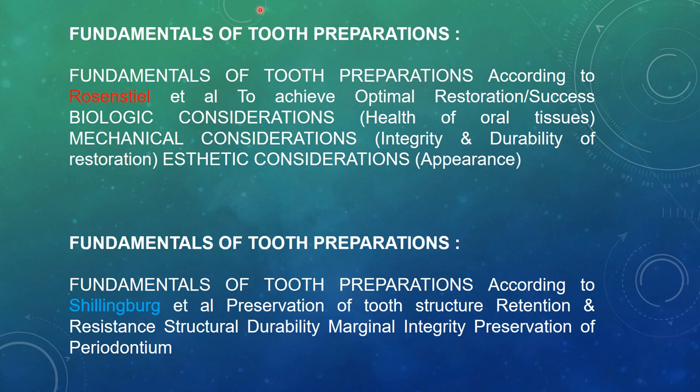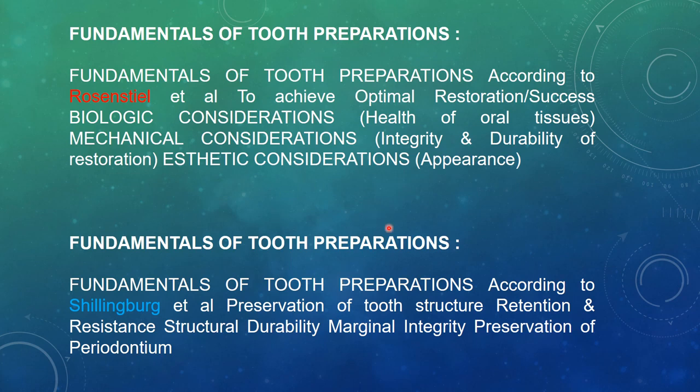So, coming to fundamentals of tooth preparation. According to Rosenstiel, it is divided into three aspects. There is a Venn diagram in Rosenstiel you all can refer to. It's biologic, mechanical, and aesthetic. Biologic is health of oral tissues. Mechanical is integrity and durability of restoration. Aesthetic consideration is the appearance.